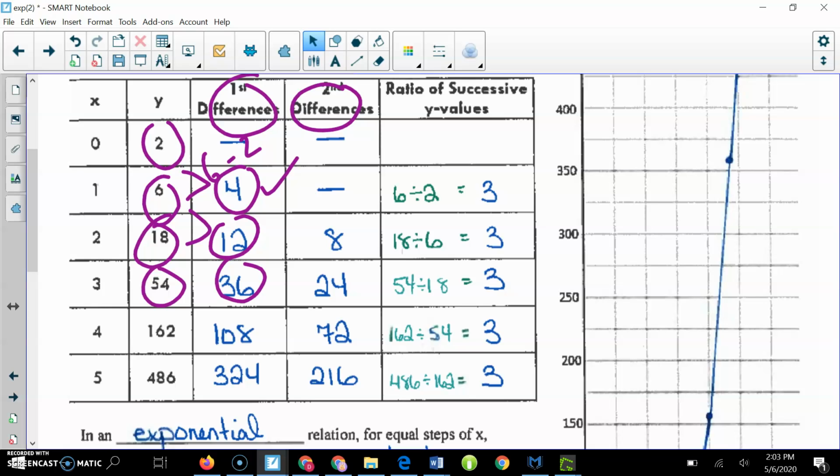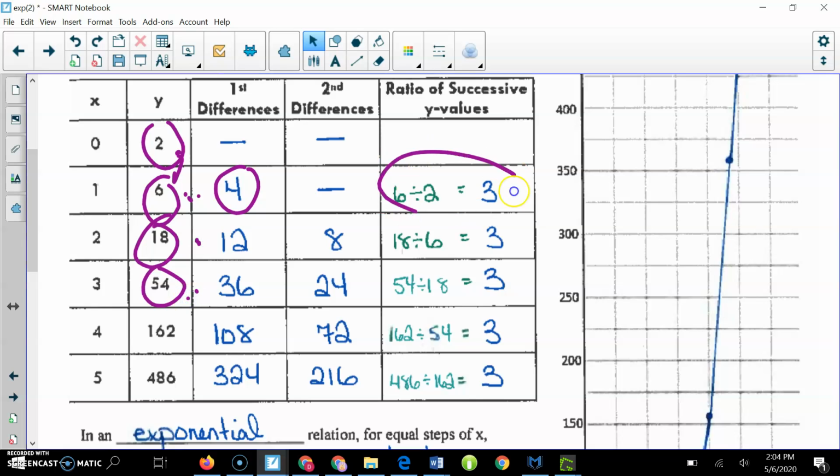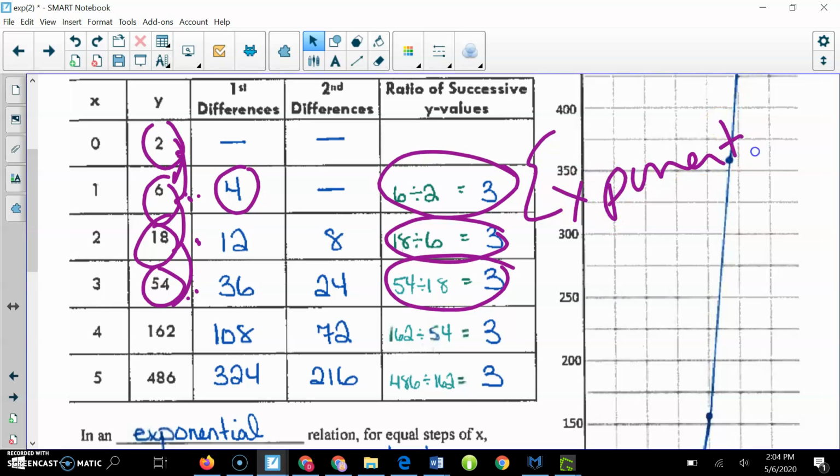But what you can do is look at this term to this term. What you've noticed is that 2 times 3 is 6, and 6 times 3 is 18, and 18 times 3 is 54. Or 6 divided by 2 is 3. So if you go this divided by that, you get 3. This divided by that, you get 3. This divided by that, you get 3, etc. And they have what we call a common ratio. And if that's the case, you have an exponential relationship.